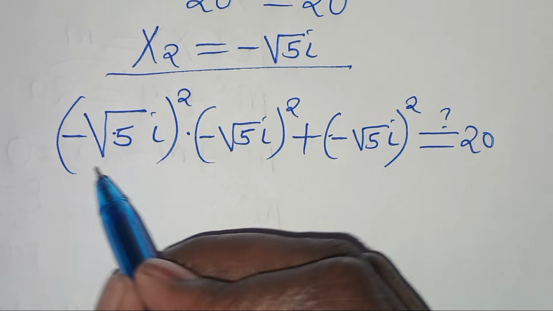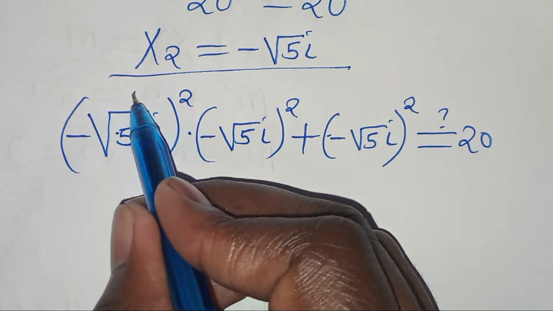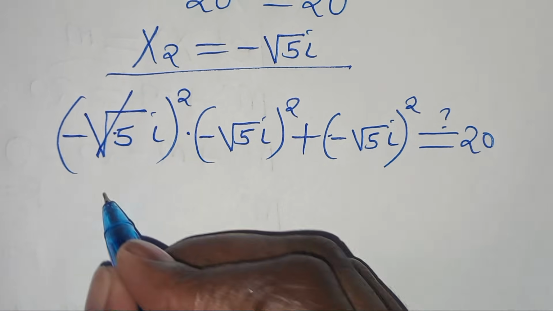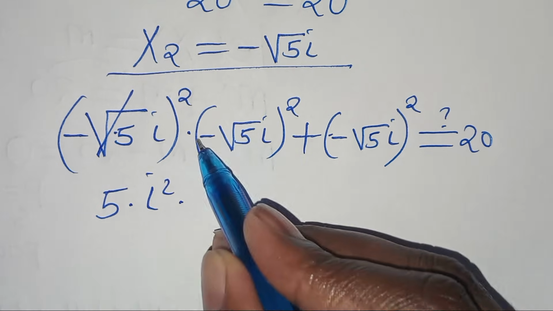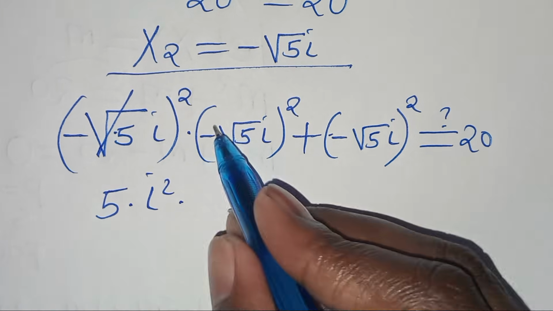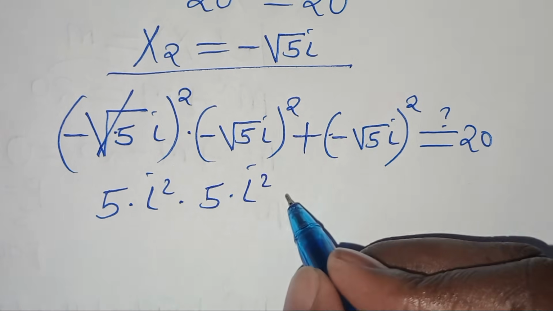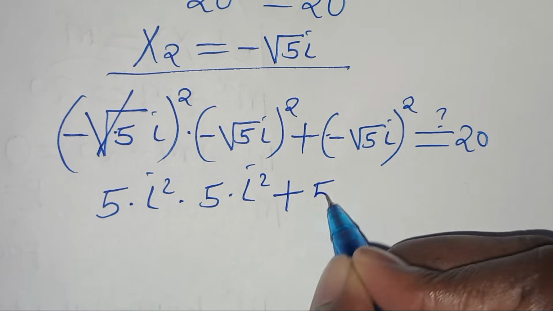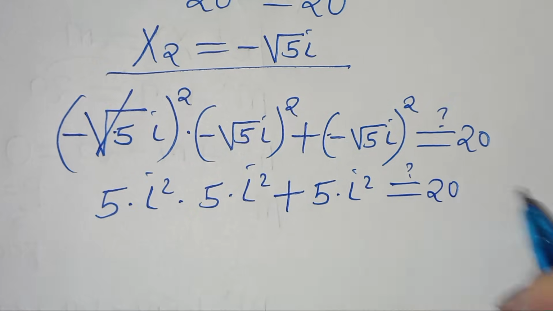Now, minus 1 squared is positive. Then let's eliminate the square root sign. So this is 5 times i squared times minus 1 squared, which is positive 1. So this is the same thing as 5 times i squared. Then here we have plus 5 times i squared. This should give us a value of 20.